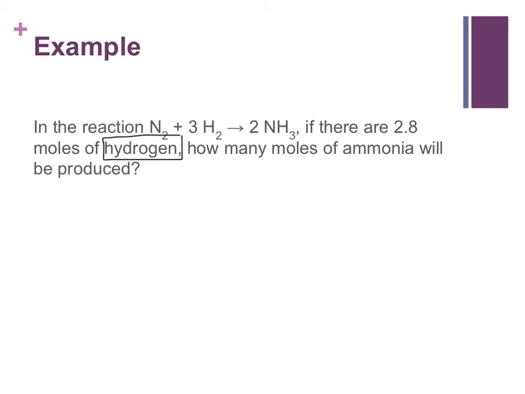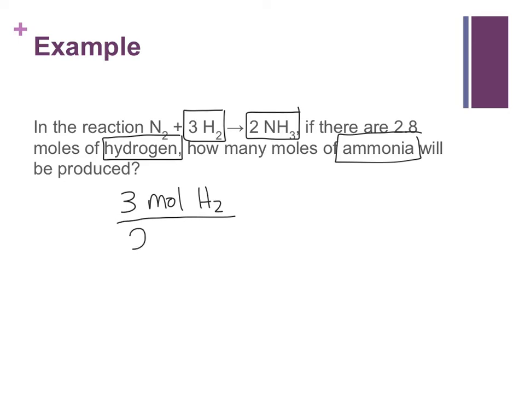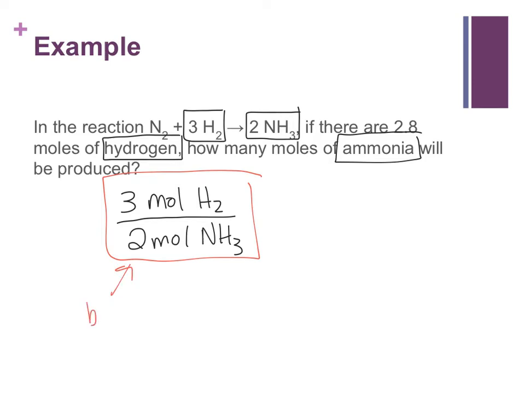The two substances that we're interested in here are hydrogen and ammonia. So if we look at our balanced chemical equation, we know that for every 3 moles of hydrogen that react, we produce 2 moles of ammonia. So in terms of expressing this in a ratio, we're going to write 3 moles of hydrogen over 2 moles of ammonia. So that this side here is from our balanced equation.